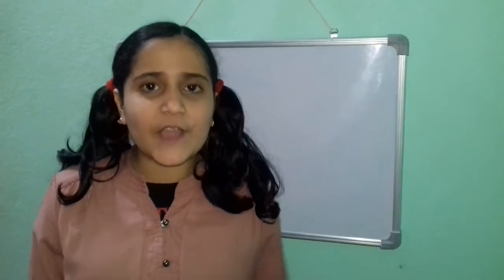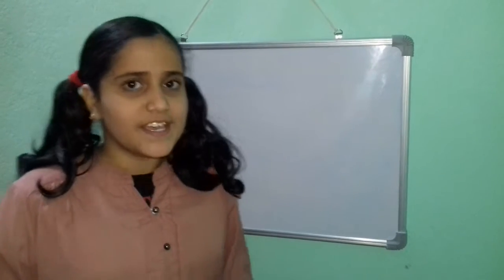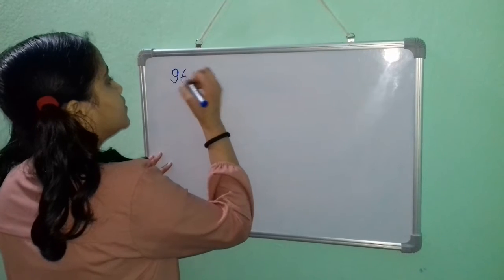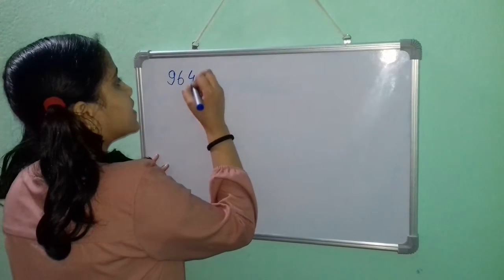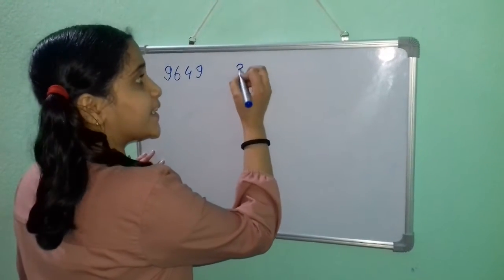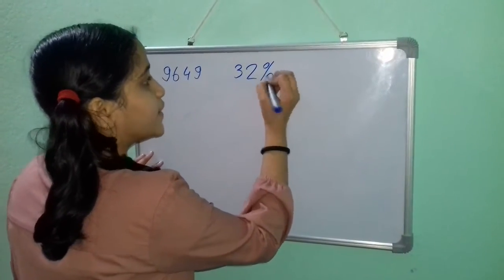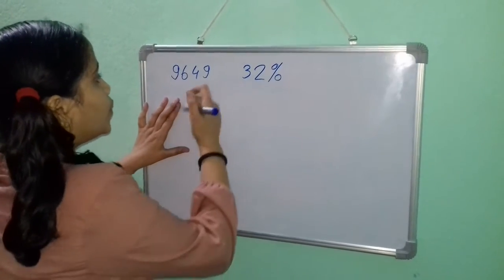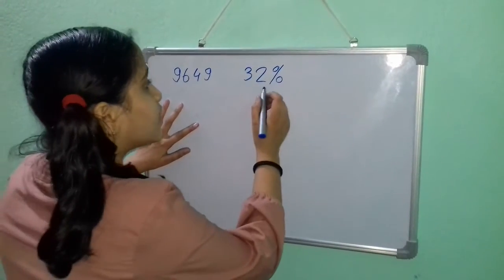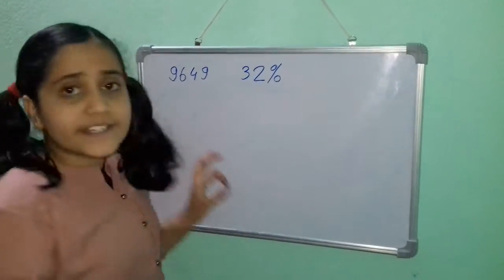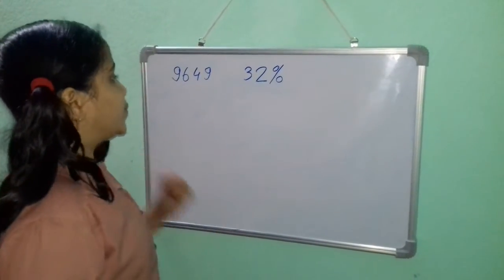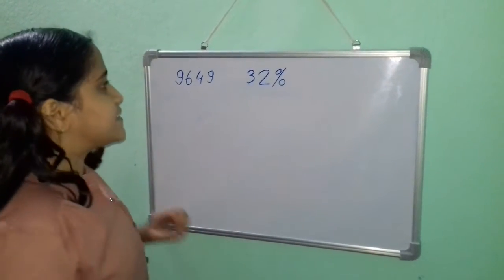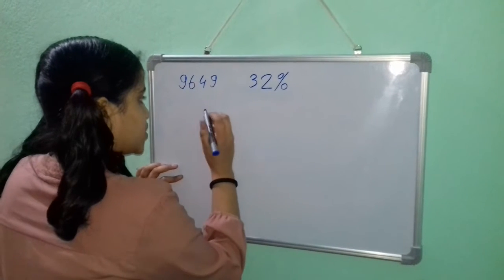In this video, we are going to talk on a very interesting topic. So let's start our video. Suppose you are buying a mobile phone for ₹9,649 and you are also getting 32% off on it. The problem is that you do not know the rate of that mobile with 32% off, and you have to find it yourself. So what will you do? This video is made on this topic only. So let's solve this question.